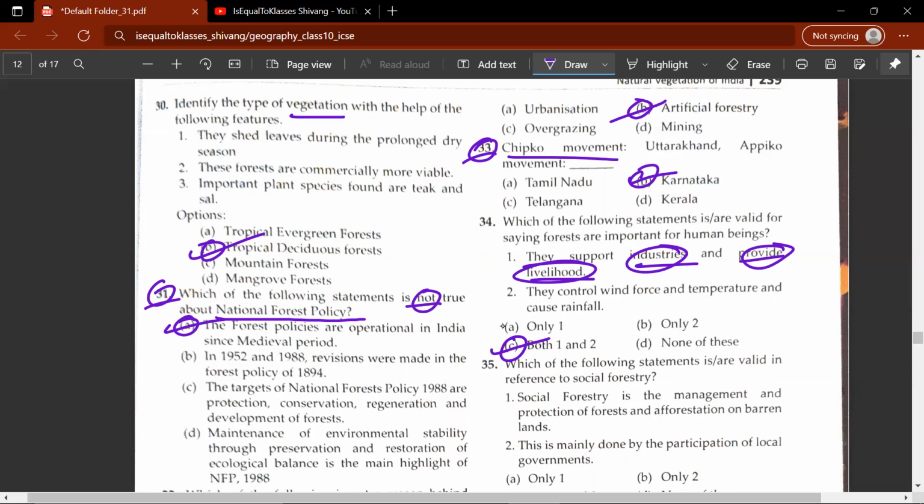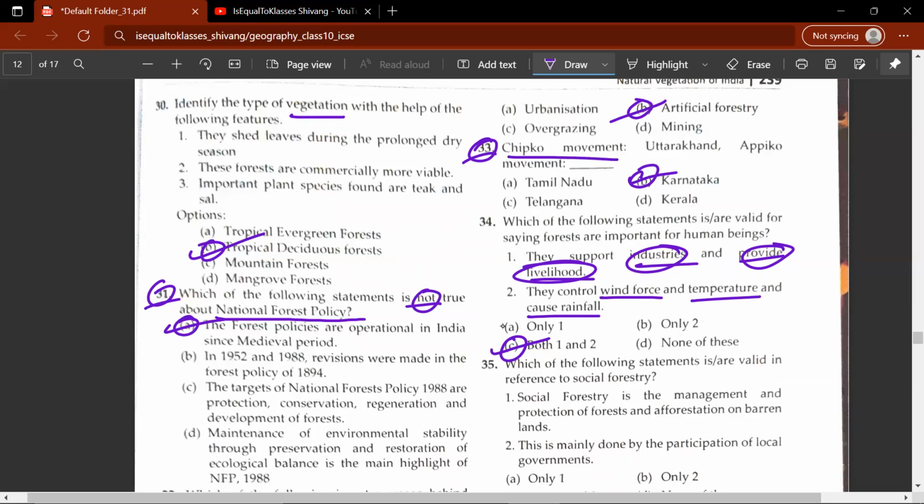For industries in the sense for boat making and construction purposes, providing livelihood in the sense you have tribal people who rely solely on nature and forests to provide them shelter. Second, they control wind force and temperature and cause rainfall. So you might have noticed if you would have passed under a tree carefully, you would notice that it would feel much more cool. All right, that's the regulating phenomena of a tree. It regulates the temperature and causes rainfall.